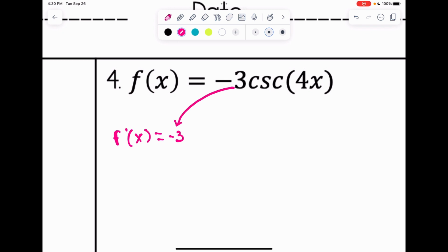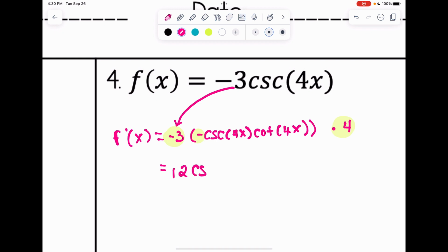The derivative of cosecant is normally, so I'm going to put in parentheses here, negative cosecant cotangent. And then we're going to multiply by the derivative of the inside, which is 4. Let's notice here we have some things that we could simplify. Let's multiply all of these coefficients, and we are going to get positive 12 cosecant 4x cotangent 4x.